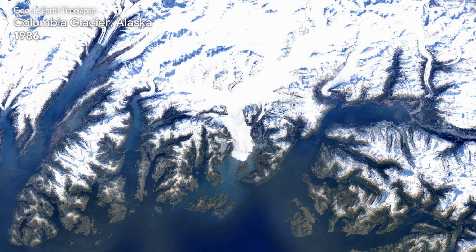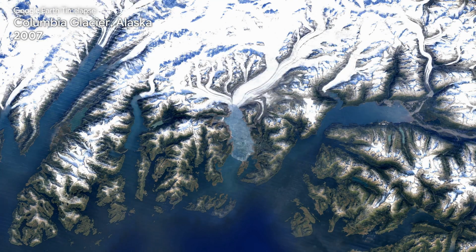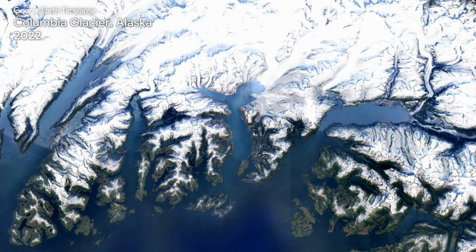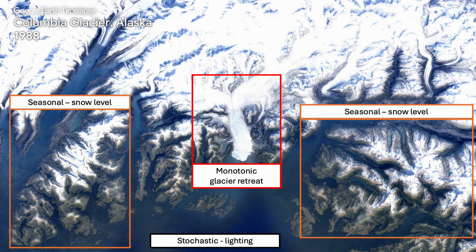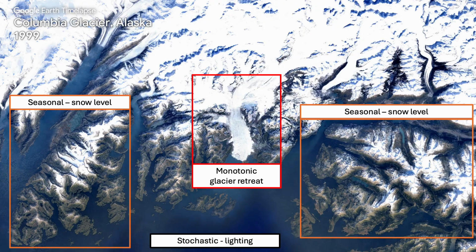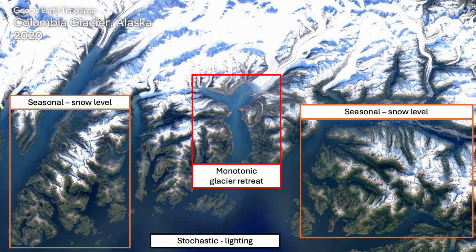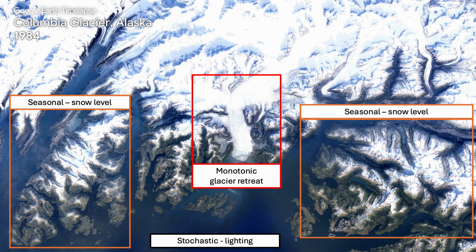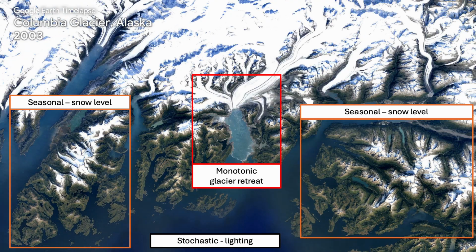Let me start by showing a time-lapse sequence of satellite images of Alaska over the past 4 decades. You can see that there are many changes. If you look carefully, you will see that there are 3 main types of changes. The ice cap retreat in the middle of the image is monotonic over time. The snow level on the mountains is changing seasonally, and there are some random variations in the lighting and shadows across the sequence.